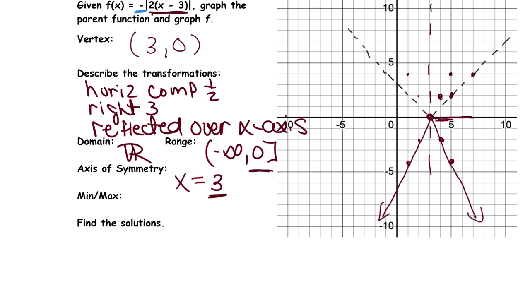Notice, both of these values are sitting up there in our vertex. And then min or max? Max is 0. Once again, sitting there in our vertex. And then finding the solutions. We have 1, so I'm just going to do a point. 3, 0. We okay with that? Okay, let's try another one.